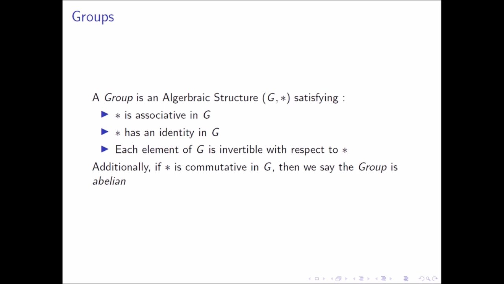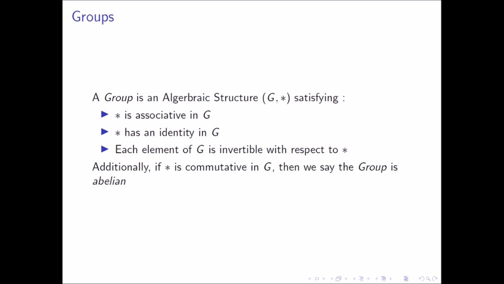Star has an identity in G, so there is some element E in G such that for any other element A, or even E itself, A star E is equal to E star A is equal to A. And each element of G is invertible with respect to star, which means that for every element, say A, and E the known identity, there is another element B in the group such that A star B is equal to B star A is equal to E. That's the concept of invertibility.